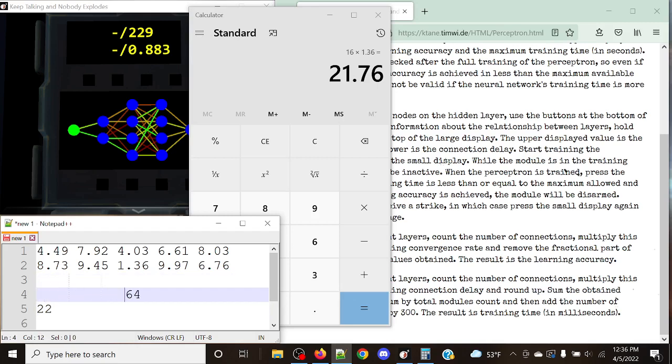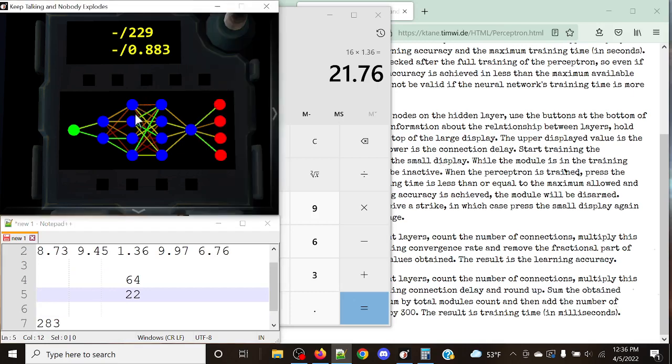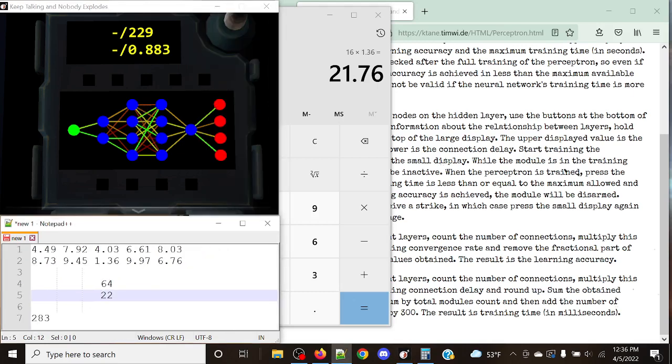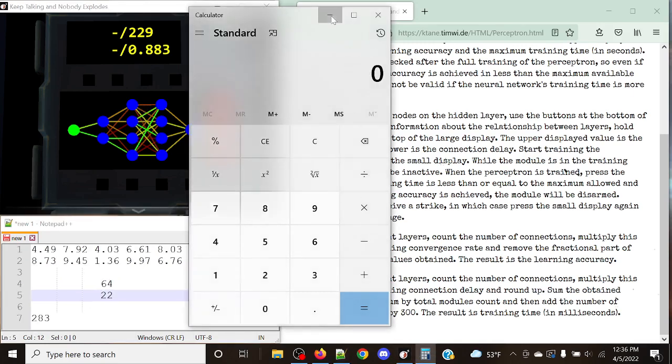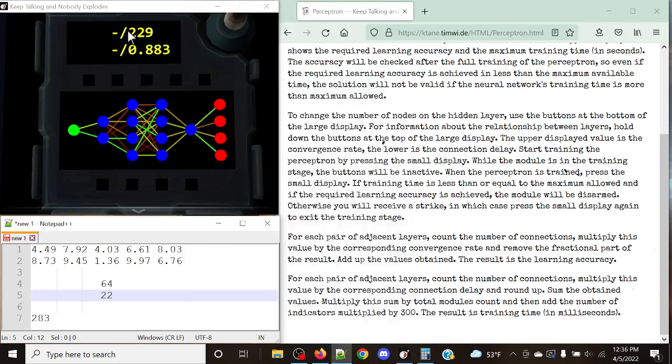I'm going to put this right over here to simply say that this is what we multiplied right here, and this is the connection delay that we got if we were to keep this as part of our submission. So this means that we already have 64 of the 229 learning accuracy that we need. However, we also lose a little bit of time with this 22 here, but this is a really good start. We only lose 22 in our time, from 283, but we gain a lot of learning accuracy, which is exactly what we want.